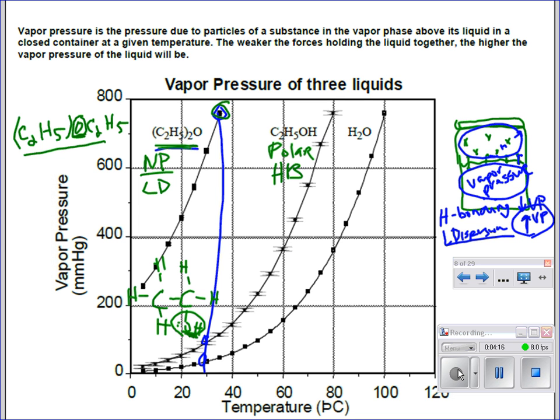We know what water looks like. Is water polar or nonpolar? Polar. And I just want to draw it because we're going to have to talk about this. So this is polar. So what's this intermolecular force? Hydrogen bonding as well. So the question I have for you is why does water have a lower vapor pressure than ethanol? That means that its hydrogen bonding must be stronger. Anyone want to tell me why? Any ideas?